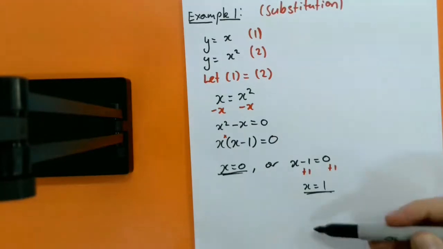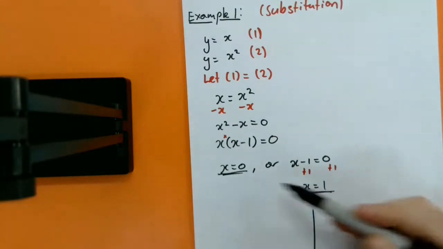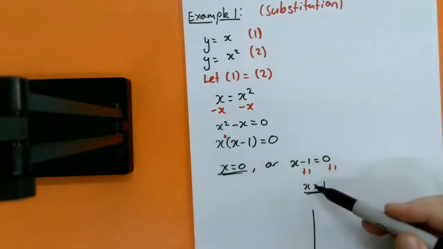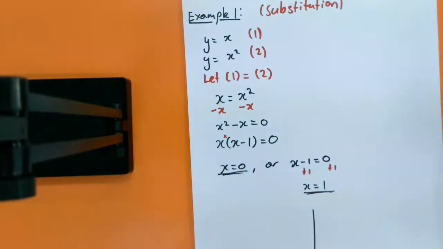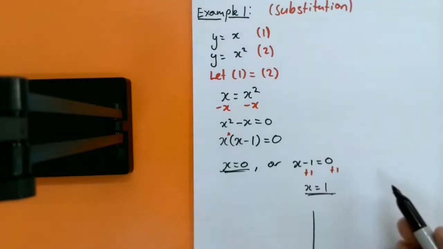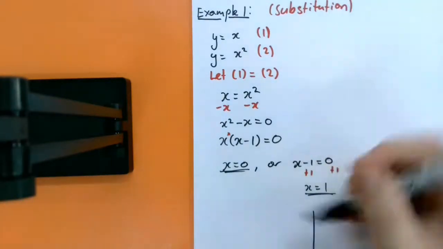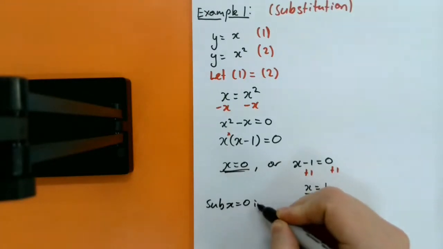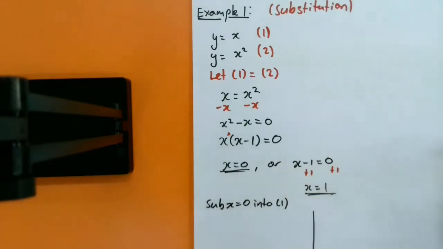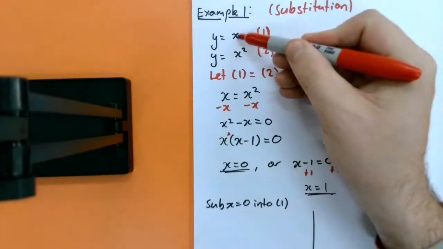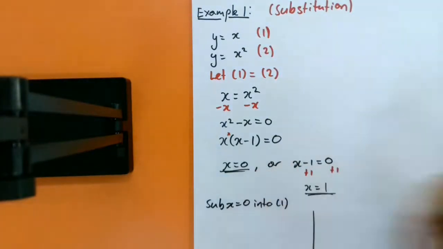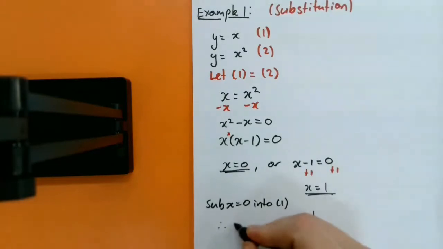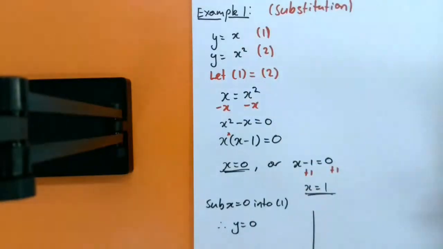All we have to do now is, for each x solution that we have, substitute it back into one of our original equations to find the y value. So if we start with equation 1, let's say we sub x equals 0 into equation 1. That means wherever we see an x in equation 1, we replace it with a 0. Therefore y is equal to 0, because the x is the only thing in it. So this is a pretty simplified example.